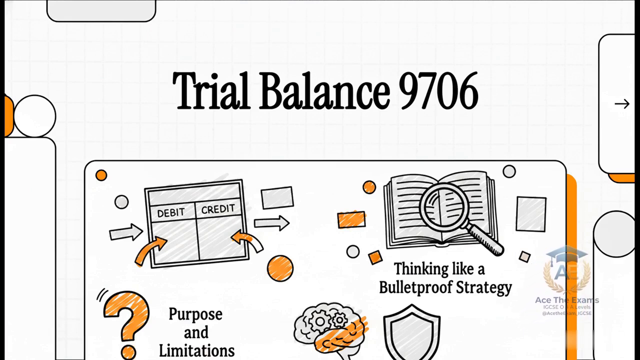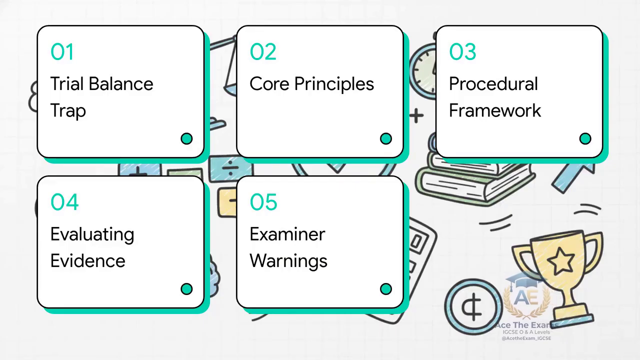It's because they aren't thinking like the examiner. They aren't looking through the examiner's lens. Today, we're going to change that completely. We are going to deconstruct the exam, map out the exact cognitive domains you are being tested on, and build a bulletproof, high-scoring strategy. Here's our roadmap for the session. We're hitting the trial balance trap, core accounting principles, the procedural framework, evaluating the evidence, and finally, those top examiner warnings. Let's move. Section 1.